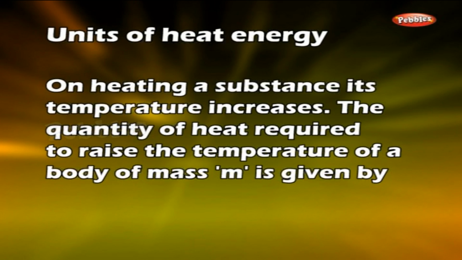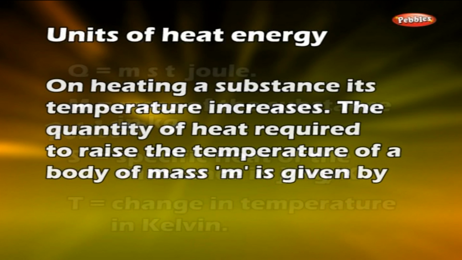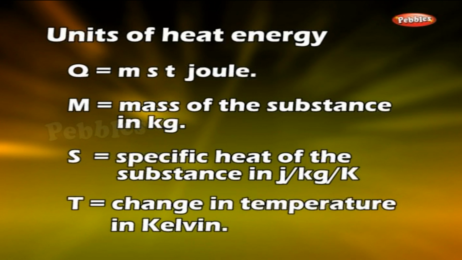The quantity of heat required to raise the temperature of a body of mass m is given by Q = mst joule. m is equal to mass of the substance in kg. s is equal to specific heat of the substance in joule per kilogram per Kelvin. t is equal to change in temperature in Kelvin.